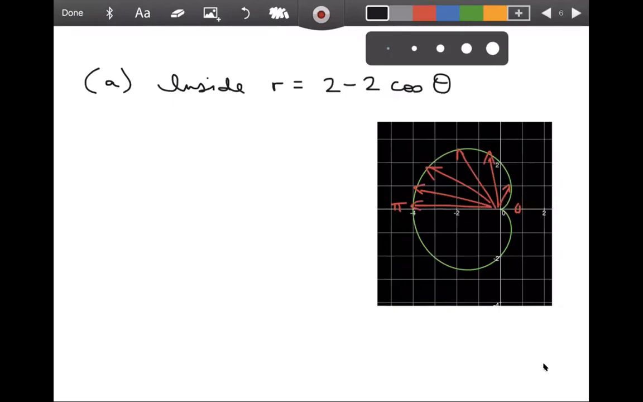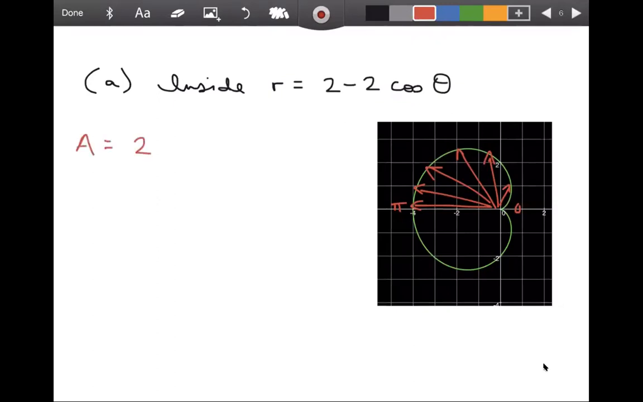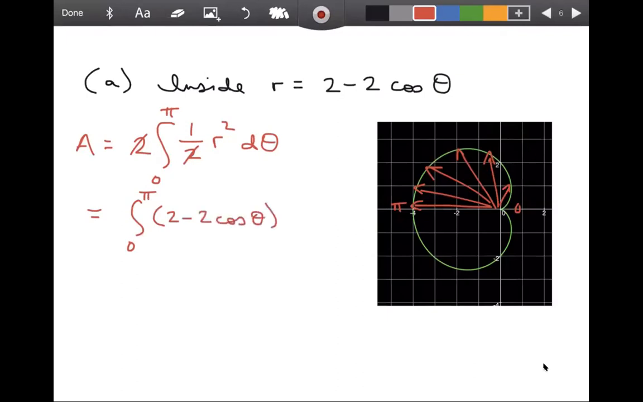All right. So the area is going to be, actually, let's do this in red. It's going to be 2 times, because again, I'm only doing the top half, the integral from 0 to pi of 1/2. Oh, let's just write it like this first. r squared d theta. Notice the 2 and the 1/2 cancel each other out, so that's kind of nice. So we're just left with the integral 0 to pi. r is equal to 2 minus 2 cosine theta. So that has to get squared.